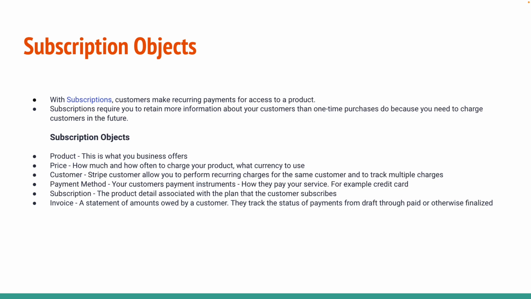Then we have a subscription, the product detail associated with the plan that the customer subscribed to. So you subscribed to a $9 product, so that's the associated plan the customer has subscribed to. Then we have an invoice, a statement of amounts owed by a customer. They track the status of payment from draft through paid or otherwise finalized. Stripe offers all these invoices for you, and they can be sent to a customer.